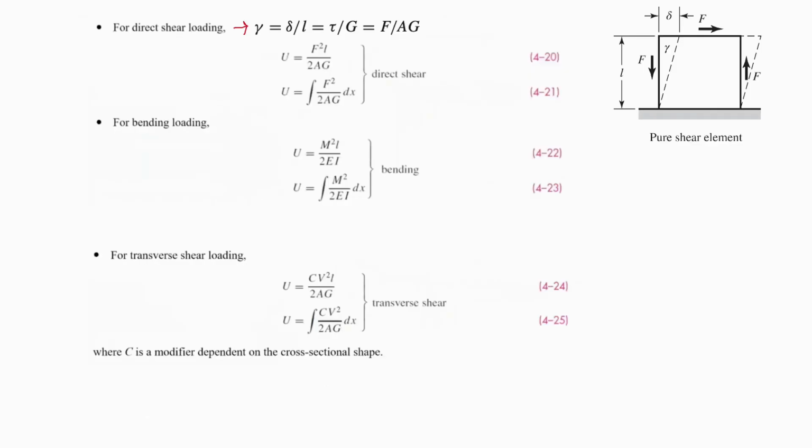Strain energy due to different types of loadings can also be analyzed. Let's first focus on shear loading. We have a pure shear element here, which is subjected to a shear force. It experiences a shear strain of gamma, and we know that gamma is equal to the ratio of delta over L, and it is also equal to the ratio of shear stress tau to G, because when the applied stress is in the proportional limit, there is a linear relationship between the shear stress tau and the shear strain gamma. So this is the shear version of Hooke's law.